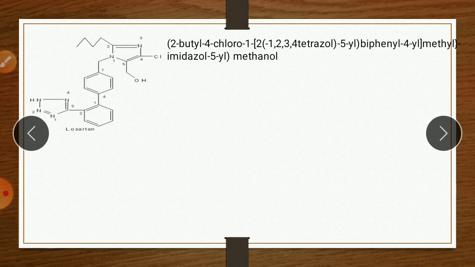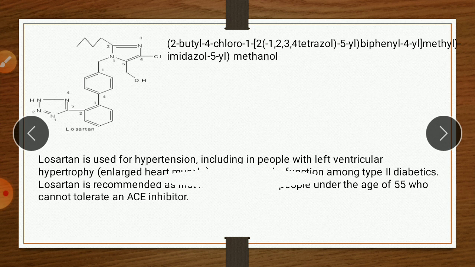Now the individual drugs. The first drug is losartan. First is the IUPAC name. So here, 2-butyl means there is a butyl group at position 2, 2-butyl, 4-chloro. So it is a 4-chloro. 1 means this 1, 2 means this 2. So on the second position there is a 1,2,3,4-tetrazole.